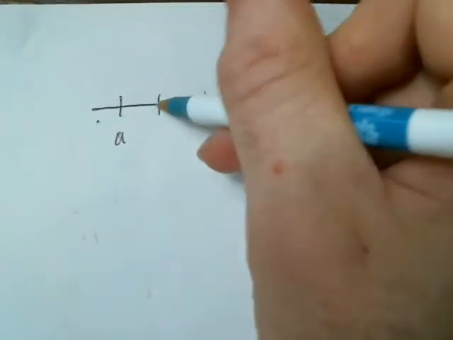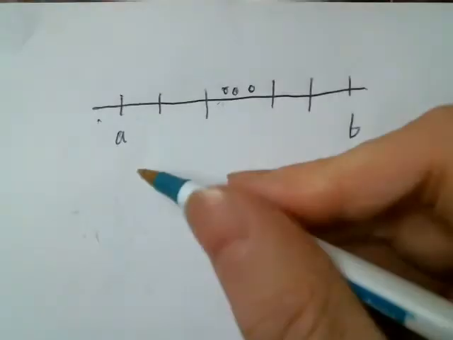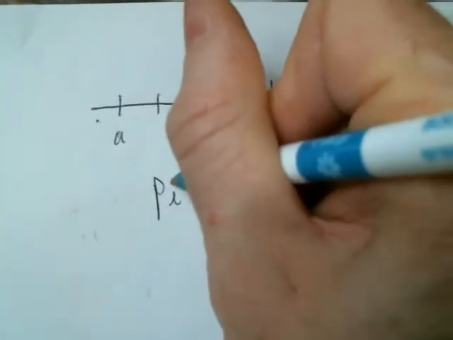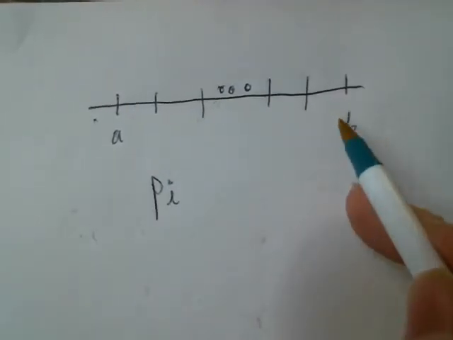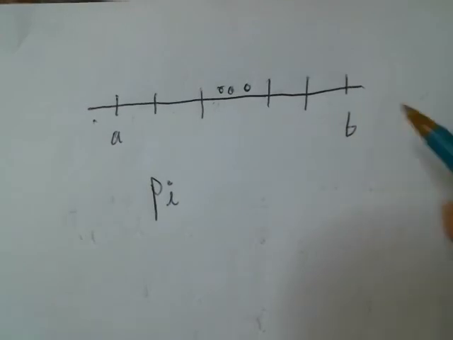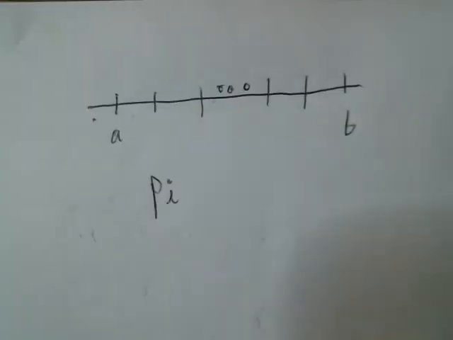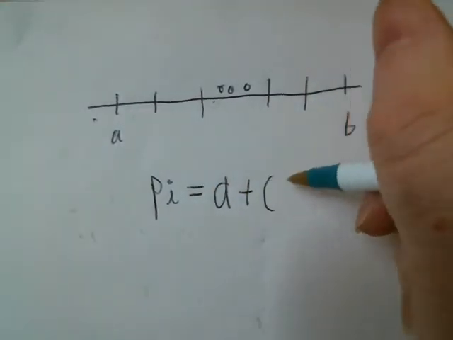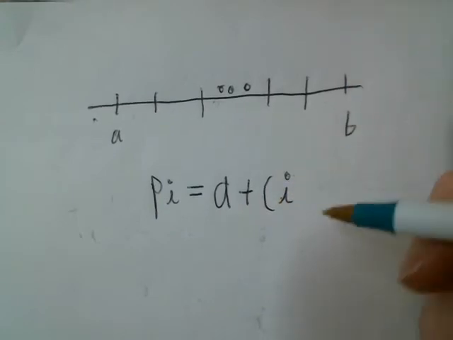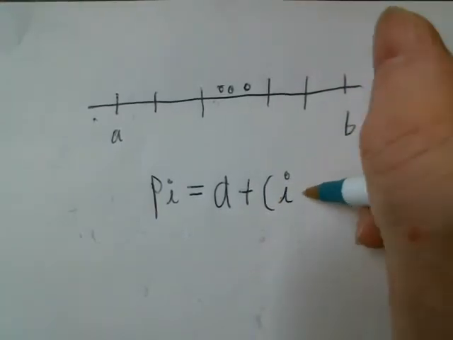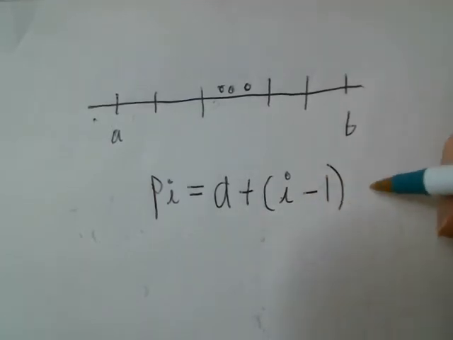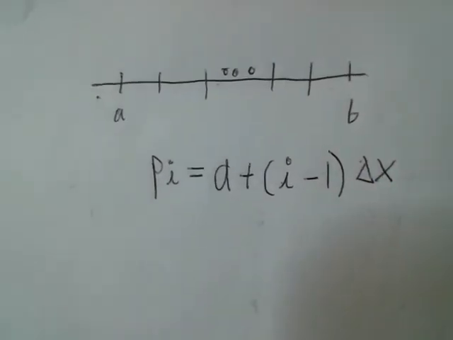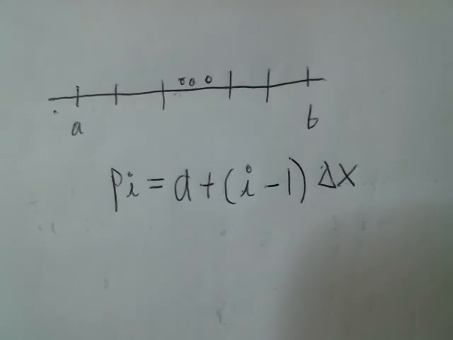My formula for the points, I usually use a sub i, but because I've used a as this first endpoint, I'm going to use p instead, okay? So the formula for the point that I need in order to put into this function is p sub i equals a plus, instead of n, I'm going to use i, because we're using n for something else. Okay, so I use i minus 1 times change in x. Okay, and we ask ourselves, does this work? Okay, in general, does this work?